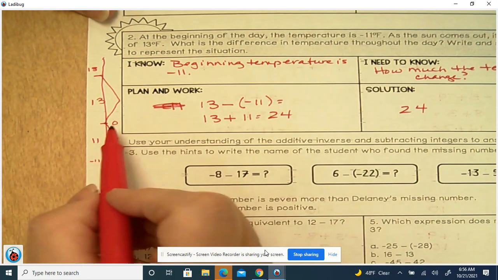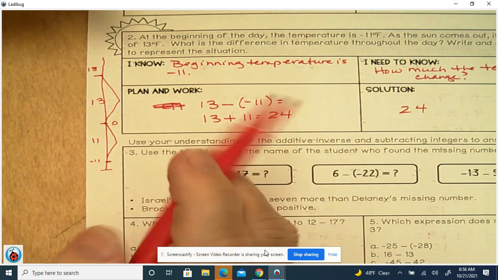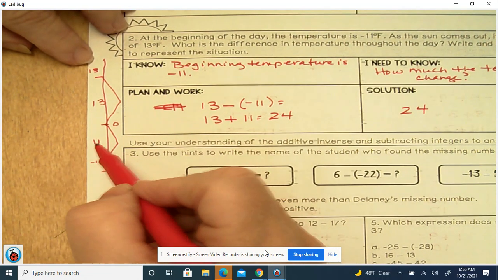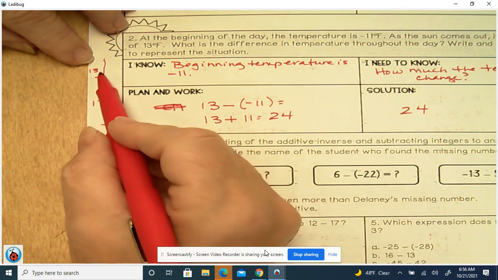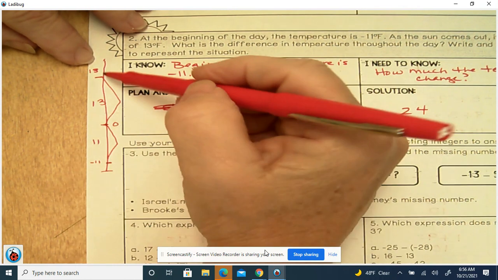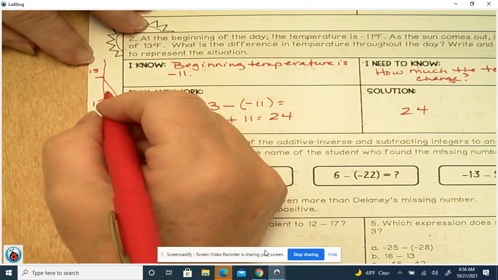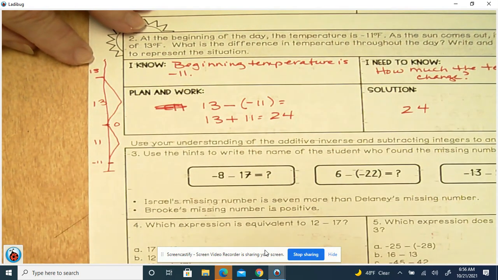Here's negative 11. Here's the 0, just like on a thermometer. And here's 13. But from 0 to negative 11 is 11. And from 0 to 13 is 13. What's the difference? So that means you would add those two together, which you did. Here's 13 and 11, and you get 24.